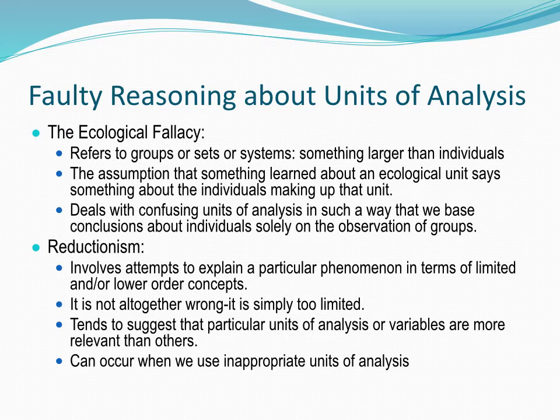This fallacy deals with confusing units of analysis in such a way that we base conclusions about individuals solely on the observation of groups. Although the patterns observed among variables at the level of groups may be genuine, the danger lies in reasoning from the observed attributes of groups to the attributes of the individuals who made up those groups, when we have not actually observed those individuals.